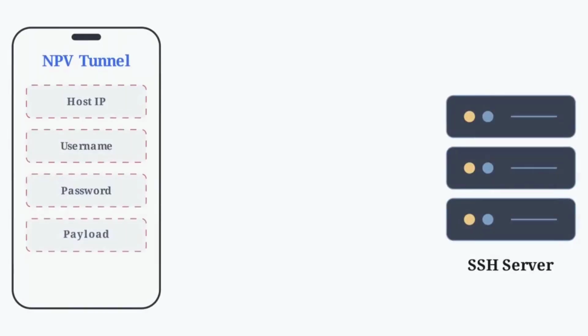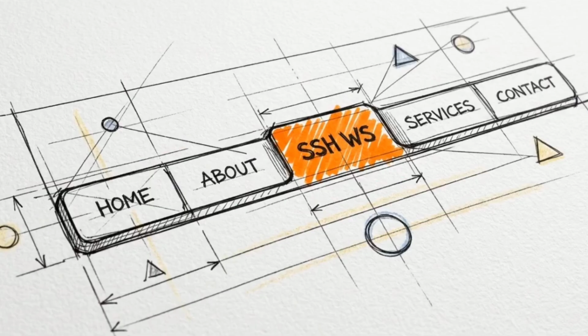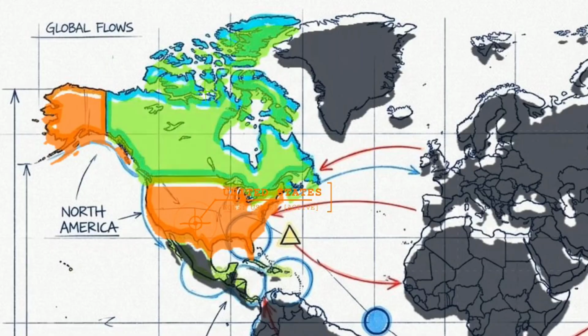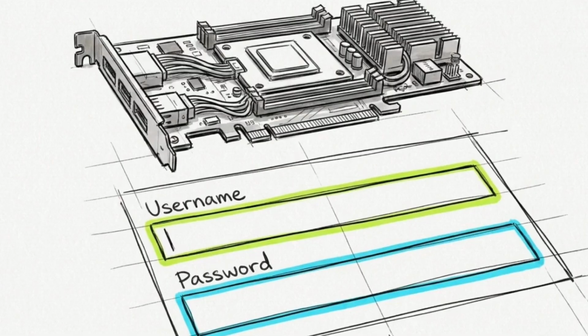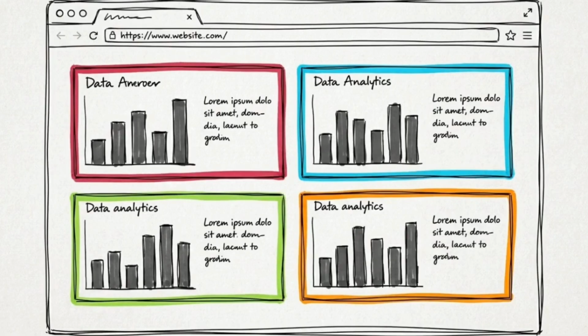Now we need to generate the server data for your connection. Open a web browser and navigate to the FirstSSH website. Locate the SSH WS section on the site. This menu allows you to choose a geographic server location, such as Singapore or the United States. Select a server and create an account by choosing a username and password. You will also need to complete the human verification step. Keep this browser tab open.